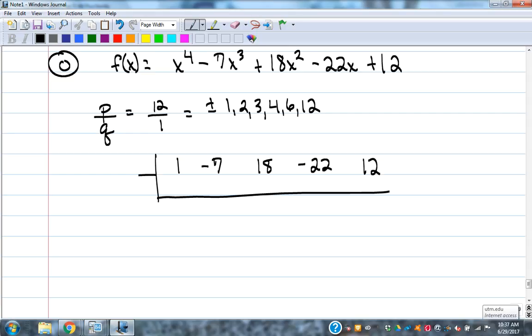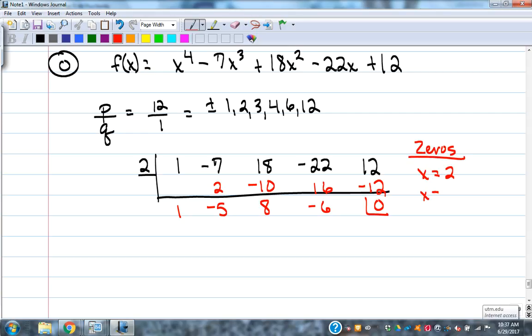It doesn't matter which order you use those in. It's going to work either way. I'm going to start with 2, and run that through with synthetic. So I have my zeros list over here. I get x equals 2. I know x equals 3 is the other one, but I'm going to use it in synthetic division. Synthetic division with that part.